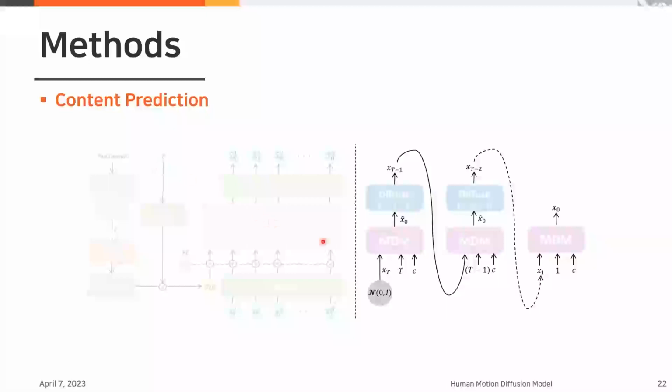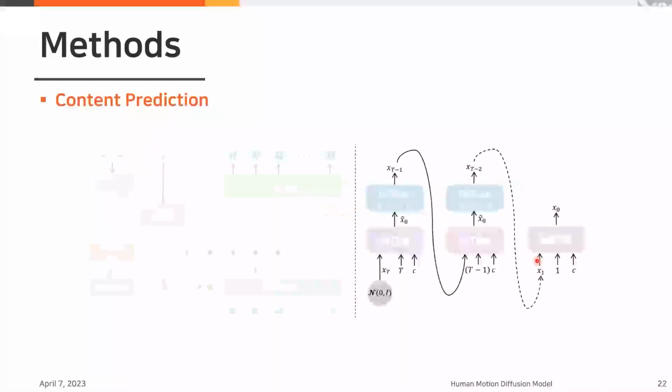In this way, after the input is denoised, it is diffused again, but with one less diffusion time step, T minus 1, and it is given as an input again with the reduced diffusion time step. The content is predicted again and diffused again with one less diffusion step. And it repeats until it arrives at the final step.